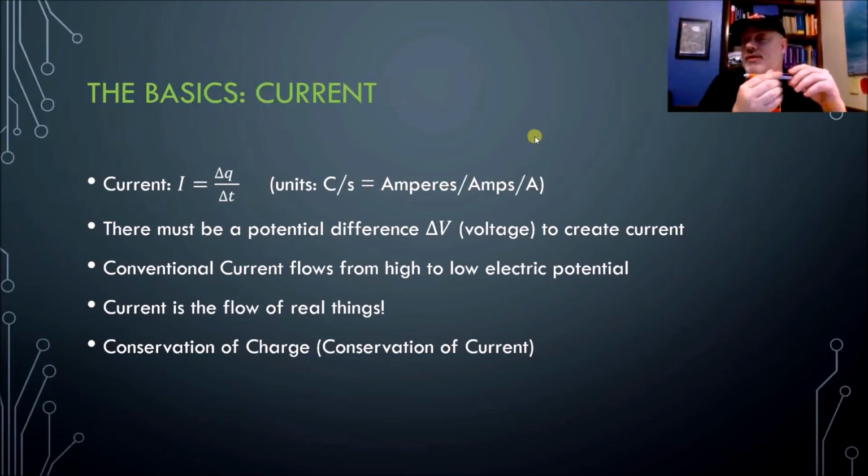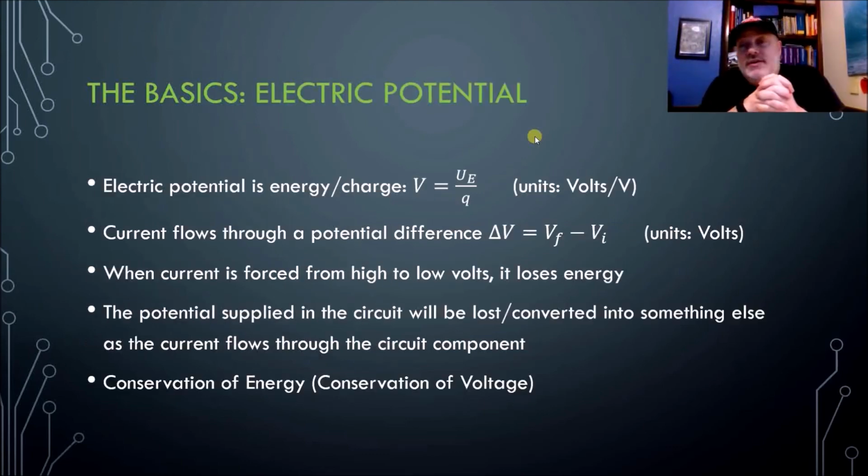And we're always going to be talking in this class about conventional current. That's the movement of positive charge from high to low potential as we go through the device. In reality, we know it's actually in a solid that electrons move, and they would move from low to high potential. Electric potential is energy per charge. We talked about this in static electricity. Current's going to flow again through a potential difference from high to low for conventional current. So there has to be a difference.